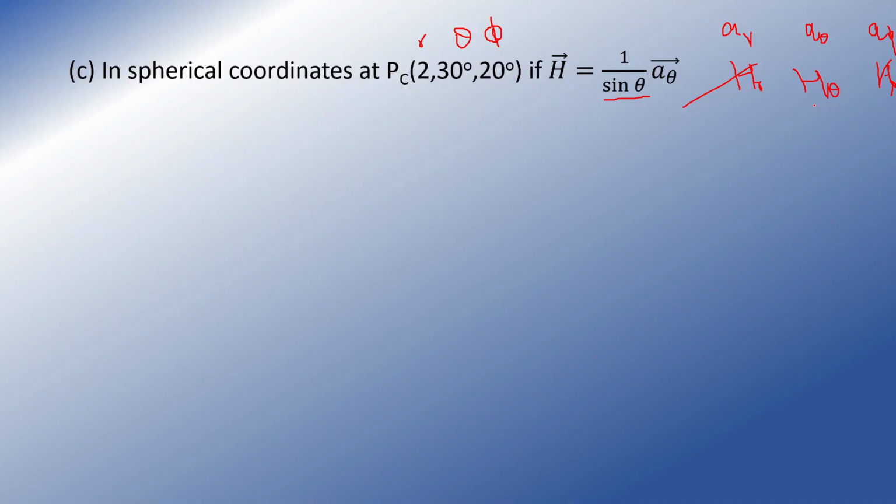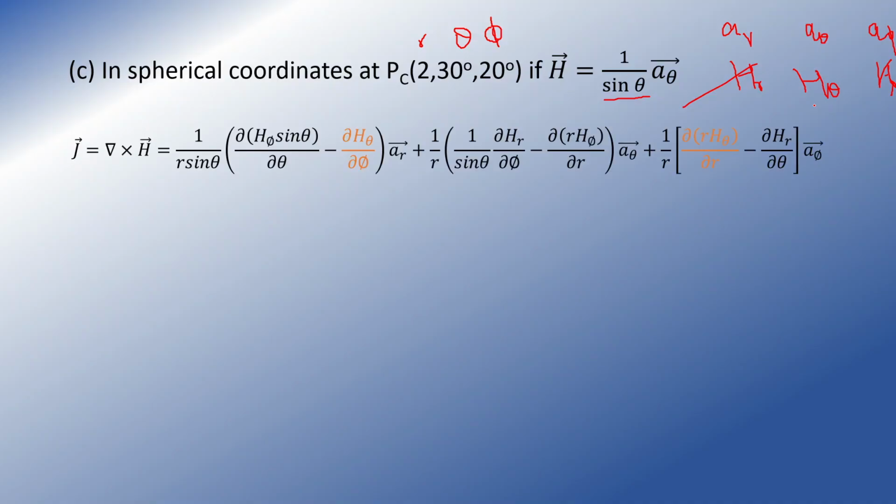So if we have only the H theta term, we have to find the derivative of H theta terms only. And the derivatives of H r and H phi terms will be 0. So this is the equation. The highlighted ones are the derivatives which you are supposed to calculate. All other derivatives become 0. Please take a moment to verify the equation. Now that we have understood the equation, let us find those two derivatives which are highlighted in amber.